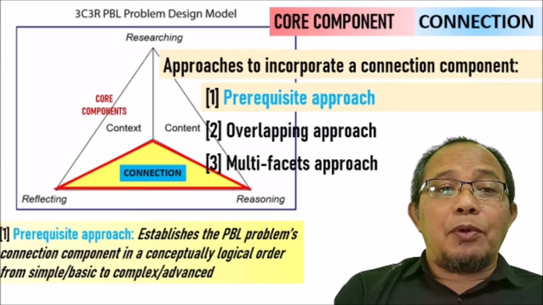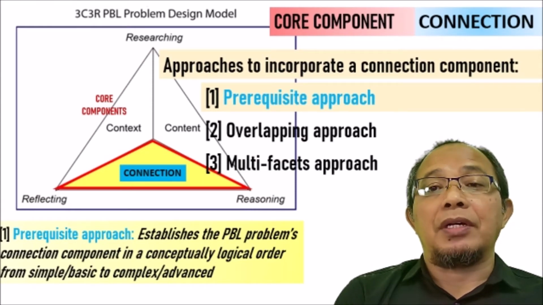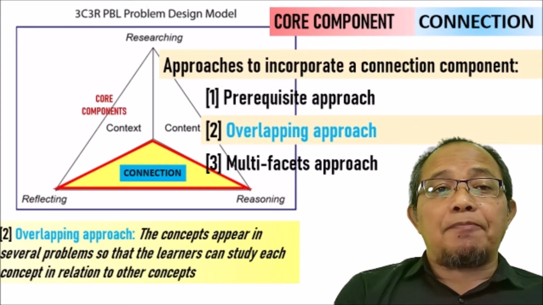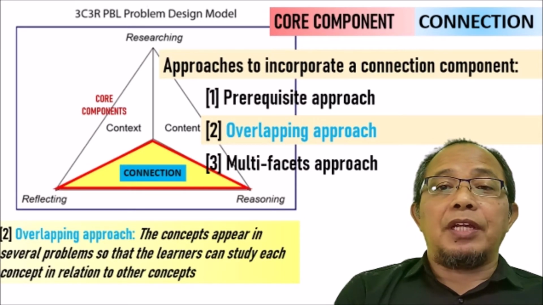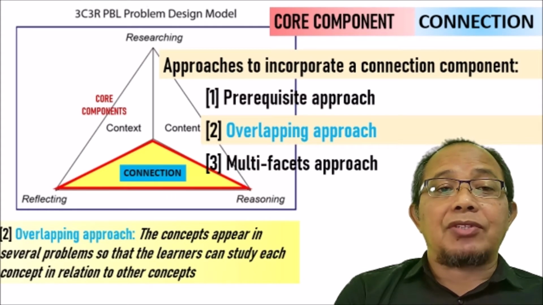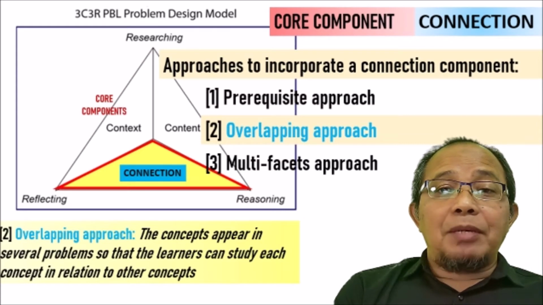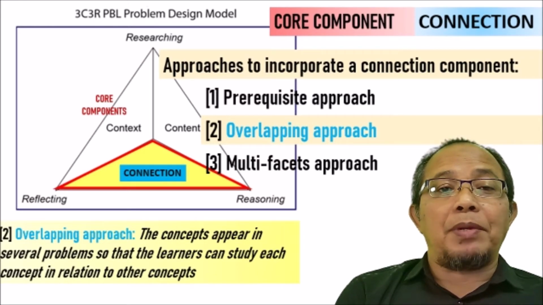The prerequisite approach can establish the PBL problem's connection component in a conceptually logical order from simple or basic to complex or advanced. Two, through the overlapping approach, the concepts group into a set of problems. Each concept does not appear exclusively in one problem. The concepts appear in several problems so that the learners can study each concept in relation to other concepts. By understanding multiple sets of concepts involved in multiple problems, the learners link these sub-networks into a larger and more complete network.